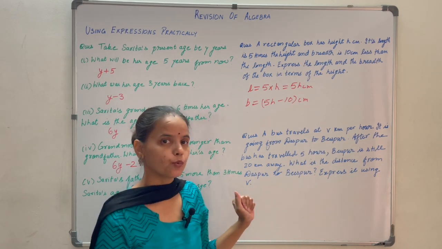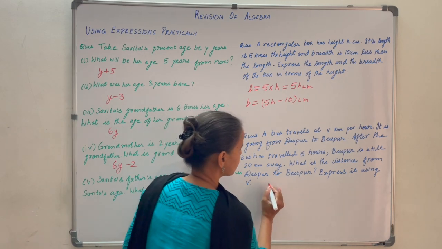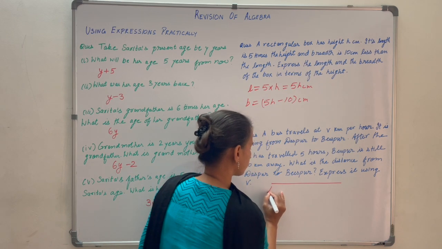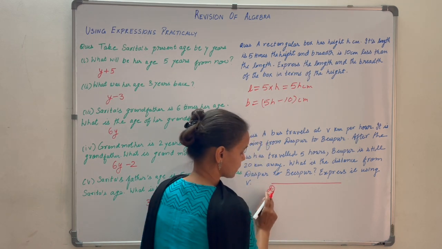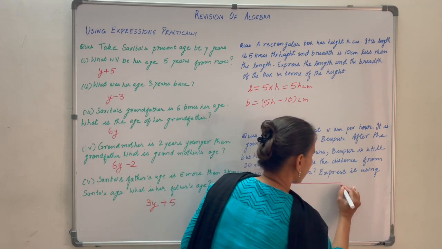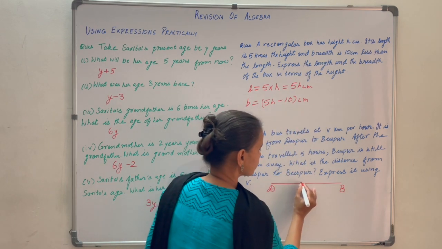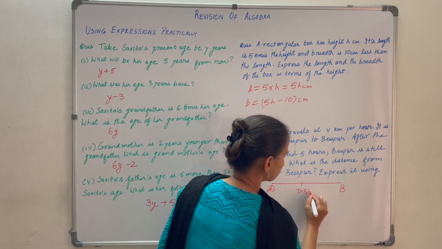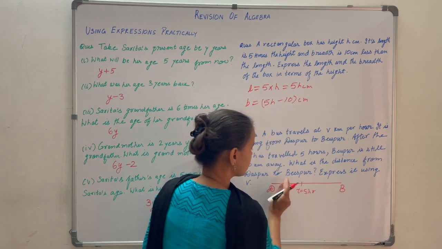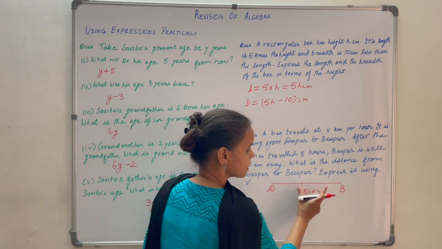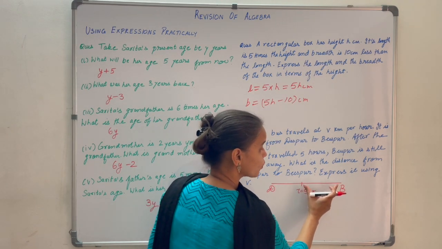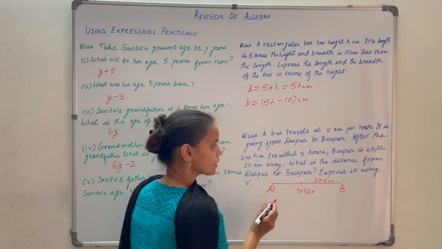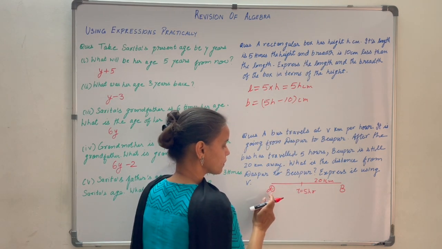Express it using V. So the bus is traveling at the speed of V kilometers per hour and it is going from Daspur to Bispur. So I am representing Daspur with D and Bispur with B. It travels for 5 hours. So in 5 hours, suppose the bus has traveled this much distance. Still, it has to cover 20 kilometers to reach Bispur. So it is asking how far is Bispur from Daspur.